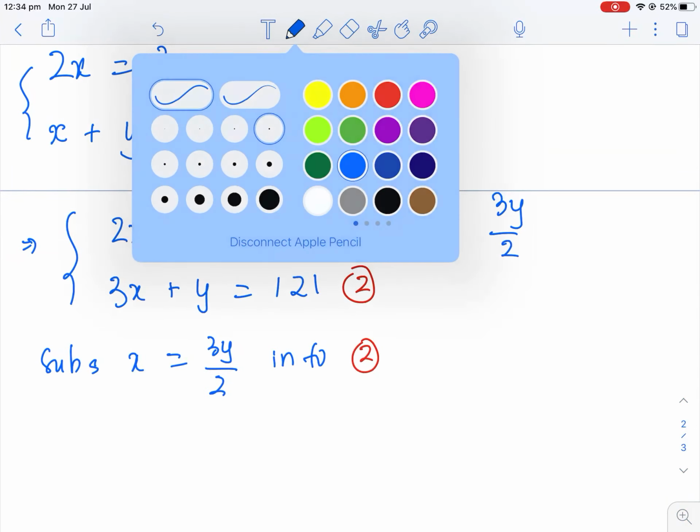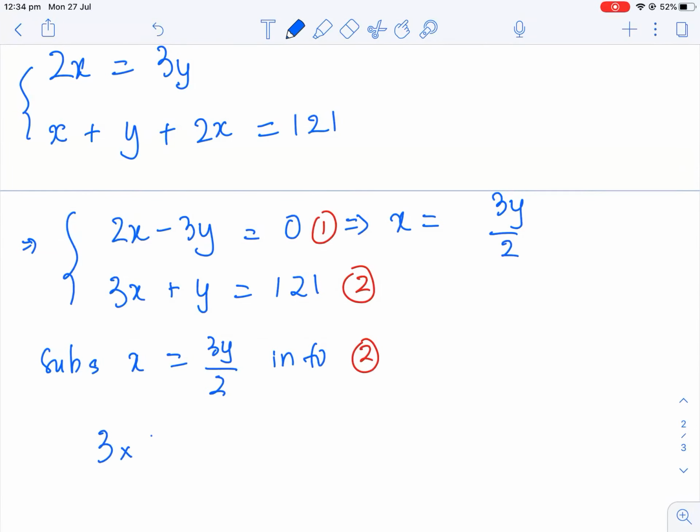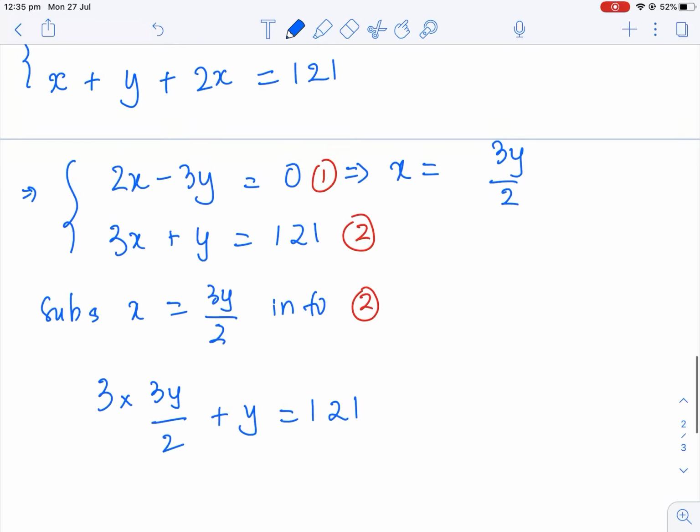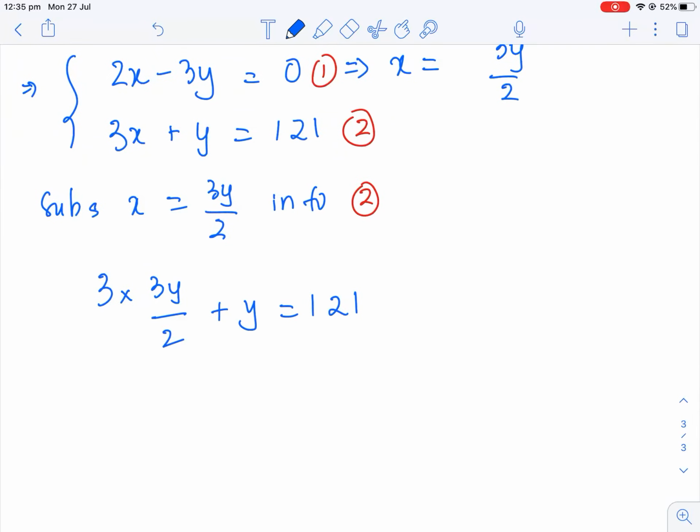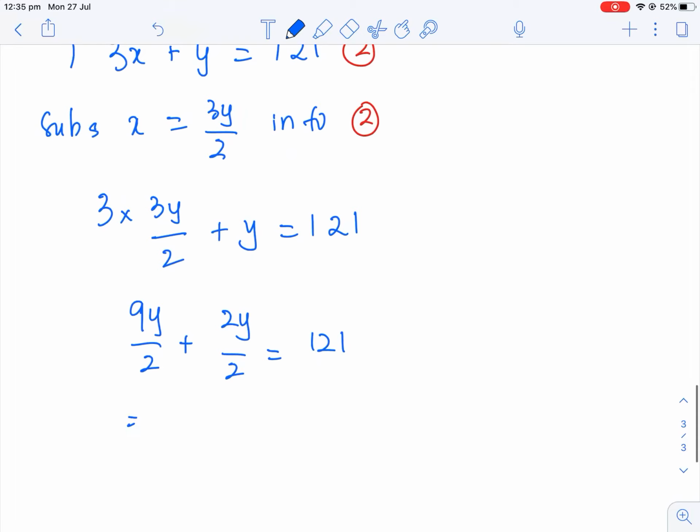All right, and then you will have 3 times 3y over 2, because whatever the value of x here, you're going to replace it by 3y divided by 2, plus y equals 121. Solving this for y, we're going to have 9y over 2 plus 2y over 2 equals 121. Finally, you will find y: 11y over 2 equals 121, so y equals 22. All right, I just made it a shortcut.